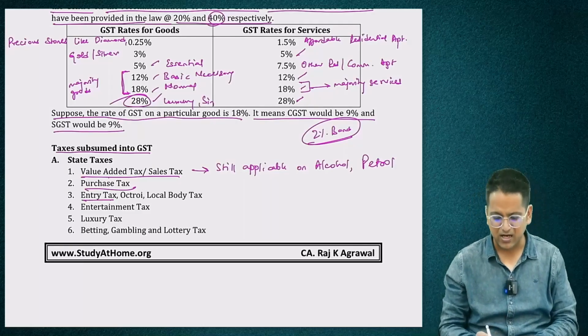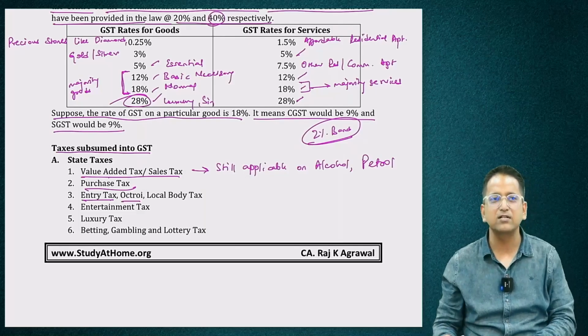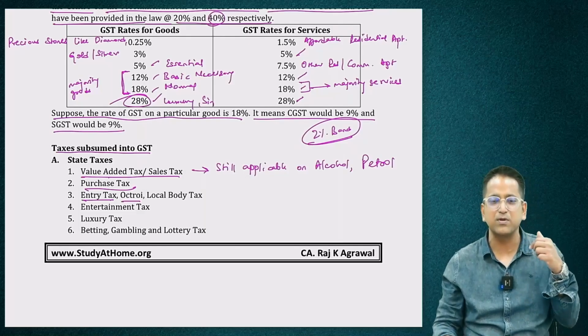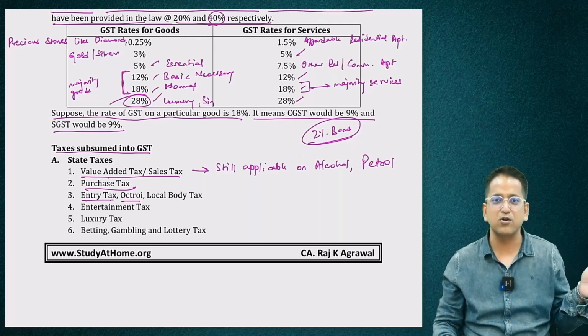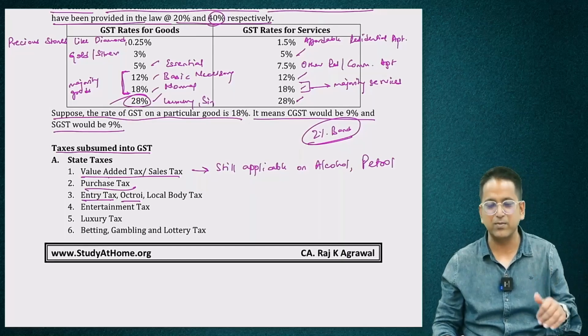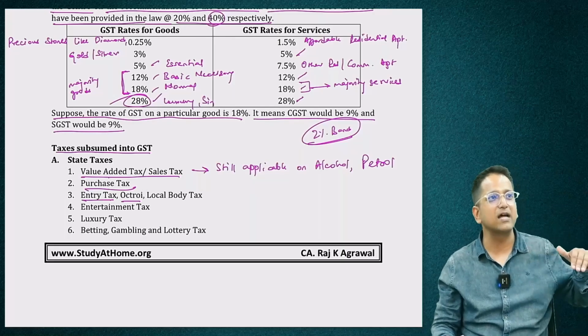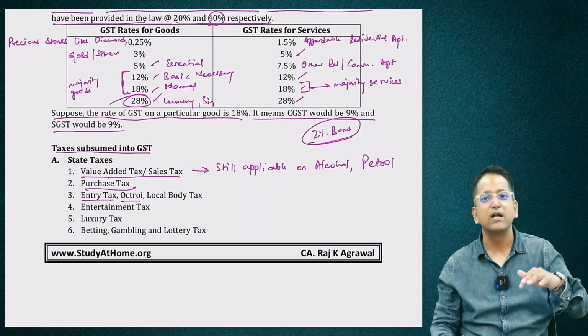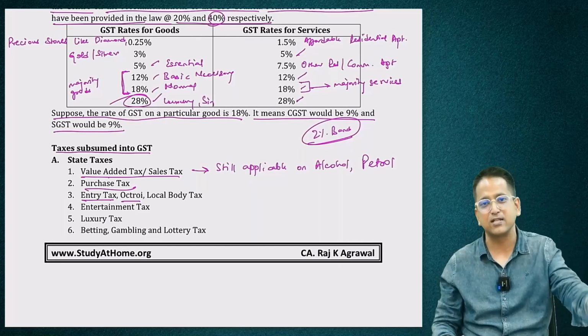Earlier, entry tax was there. Octroi was there. Entry tax, you know what it was like. A truck comes from one state to another state, and as soon as it crosses the border, the state says goods are coming into my state, it will have to pay tax. Like if goods from UP are going to Bihar, then at the border the truck is stopped and tax is taken. That's entry tax.